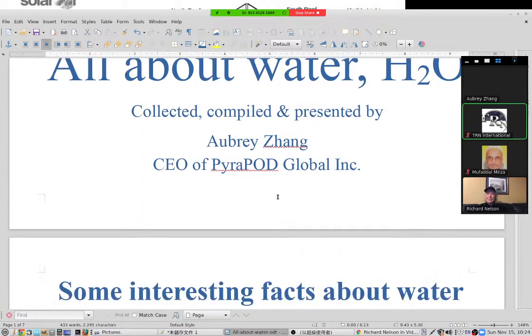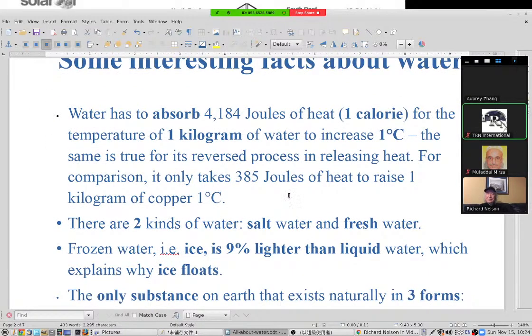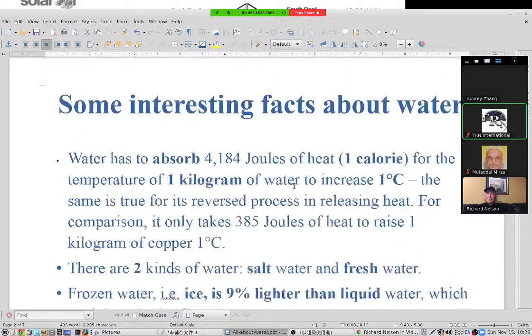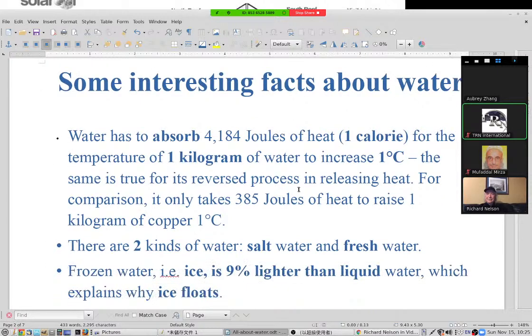And so the interesting thing is we just quickly go through. Everybody already knows, but let's go over the facts. There are some interesting facts about water. I put these facts first because this is actually how the SolaRoof technology works. Let's just go over it. Basically, water has to absorb a large amount of heat, right?